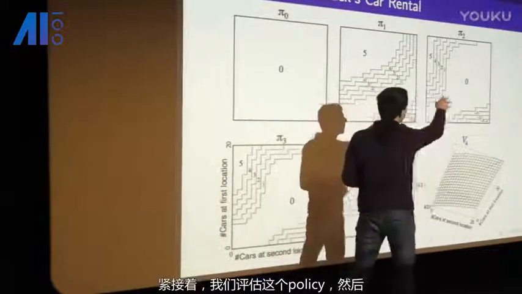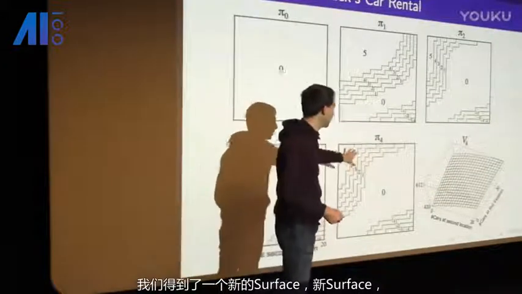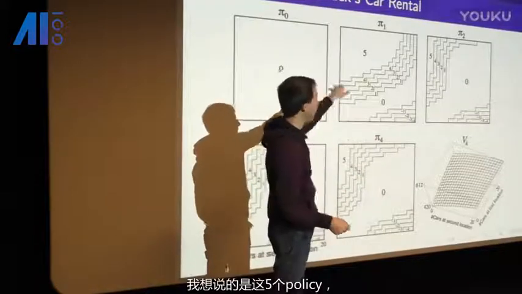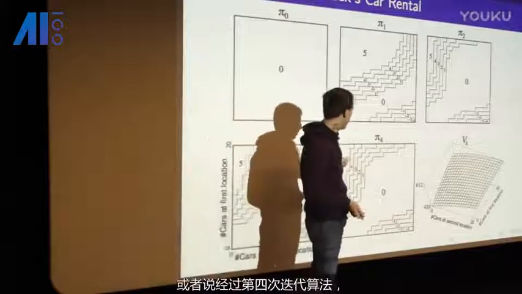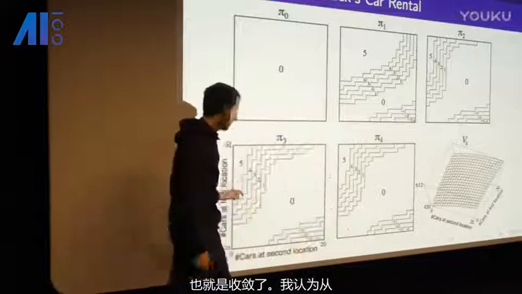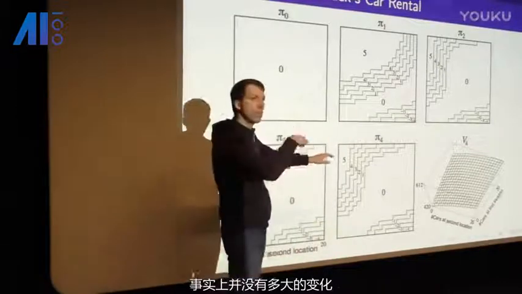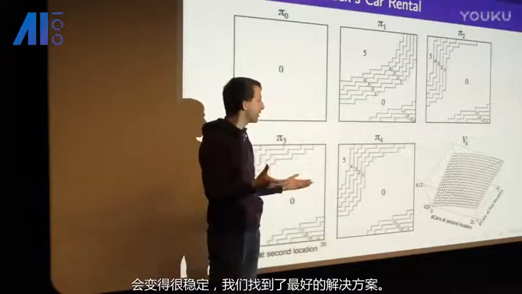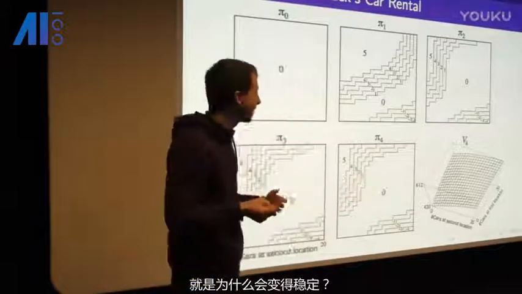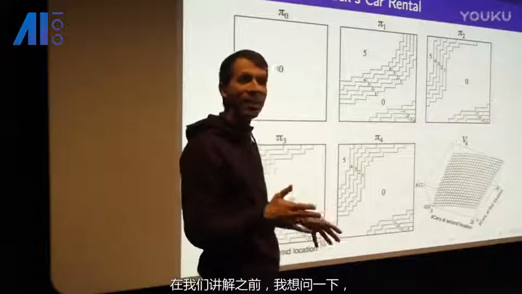Then we evaluate this policy, we come up with a new surface, new policy, new surface, new policy, and after 1, 2, 3, so I guess these 5 policies, on our 5th policy, or the 4th iteration of the algorithm, we already have the optimal policy. This has converged now. I think there's still a small change from here to here, but after this it doesn't change anymore. The problem stabilizes, it finds the optimal solution. I've already had quite a few questions where people ask, why is this actually stabilizing? Why does this work? So I'll talk about that in the next 2 slides.